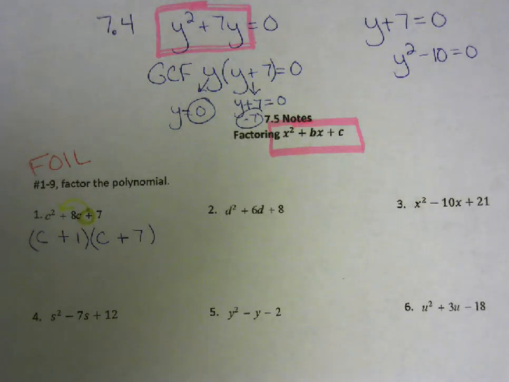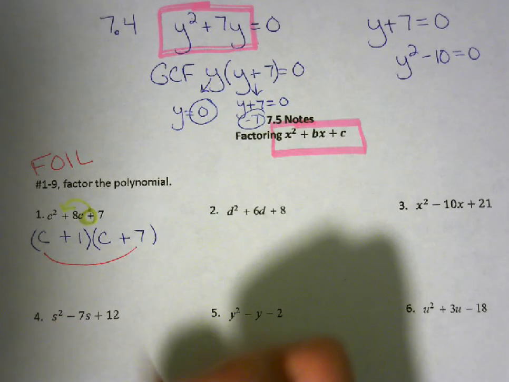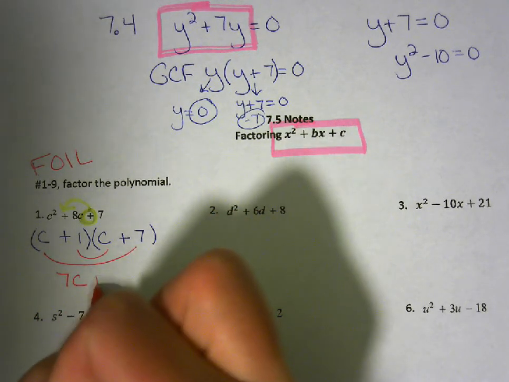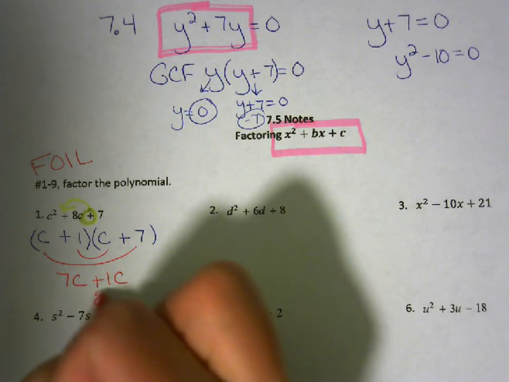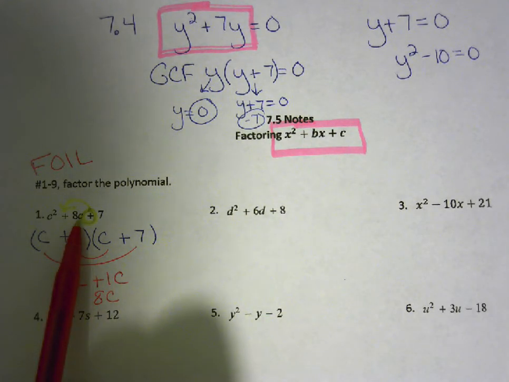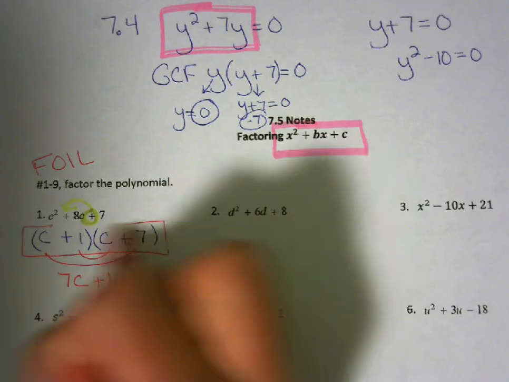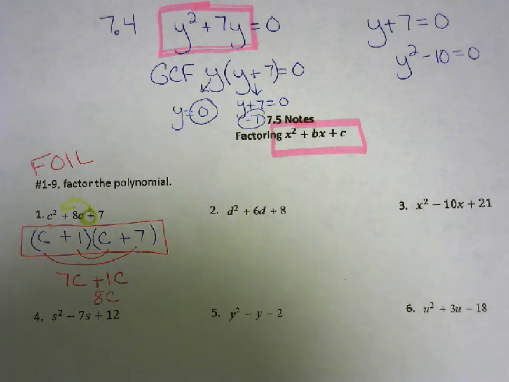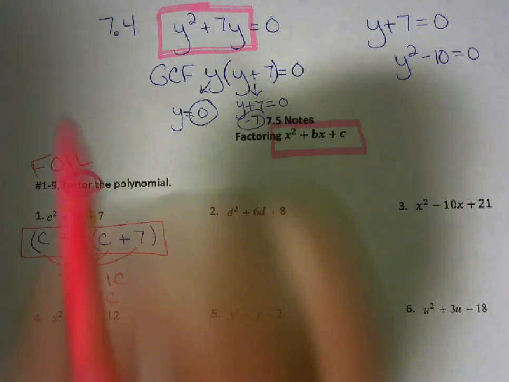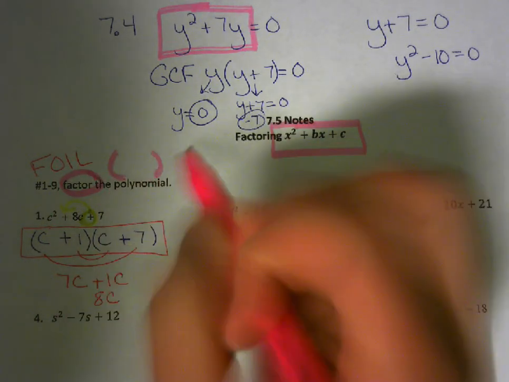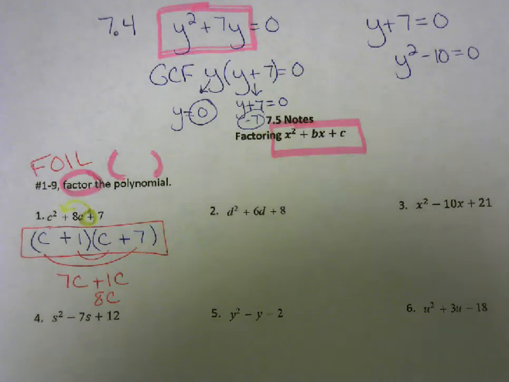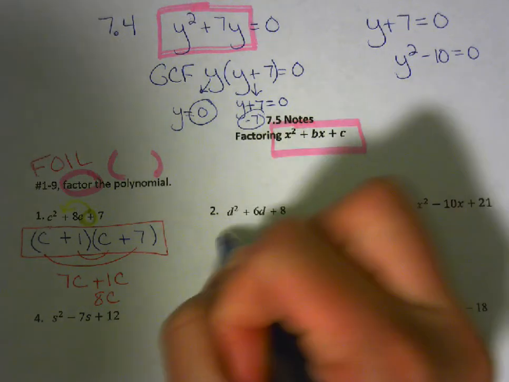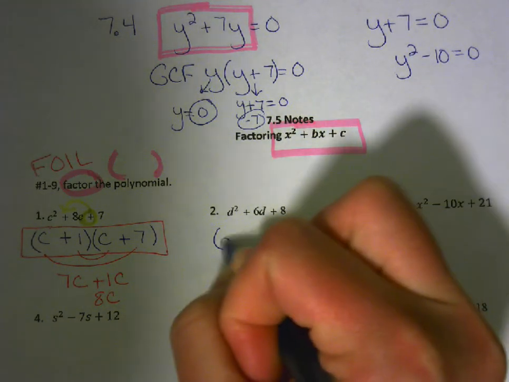If we check our outers, c times 7, and if we check our inner, 1 times c, notice how we get 8c, which is the middle term. So now we know we have done this correct. So this is what's called factored form. So whenever you see this word factor, you basically want to create parentheses. That's what you're trying to do, okay? So let's walk through another one here. 8, okay? So we've got d squared, so we know that's going to be d times d.